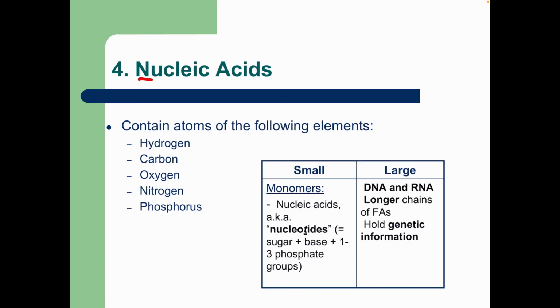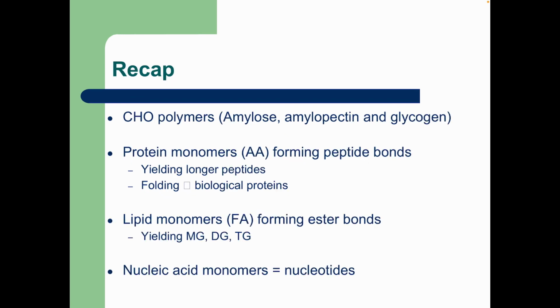Number 4, nucleic acids, which we mentioned are also a nutrient. Nucleic acids contain atoms of the following elements: hydrogen, carbon, oxygen, nitrogen, and phosphorus. Our monomers are the nucleotides, which are made of a sugar, a base, and 1 to 3 phosphate groups. The large forms are DNA and RNA, which contain longer chains of nucleotides and hold our genetic information, which we detailed a lot in biology if you want to take a look.